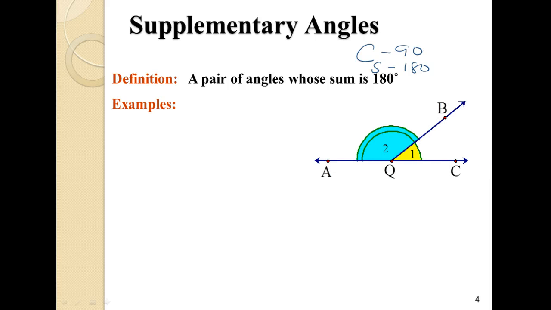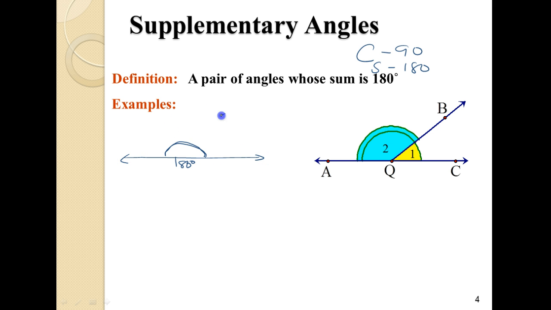Alright, so here an example. Now we all know that a 180-degree angle is a straight angle. Usually the protractor, it's a straight angle, and it goes up to 180 degrees. So that's a straight angle.